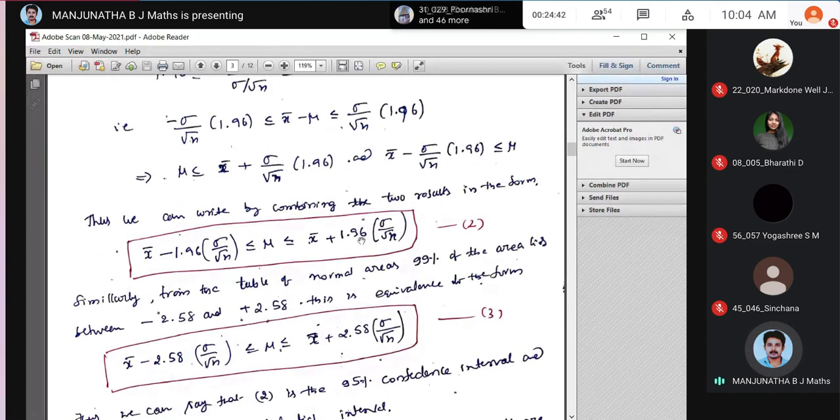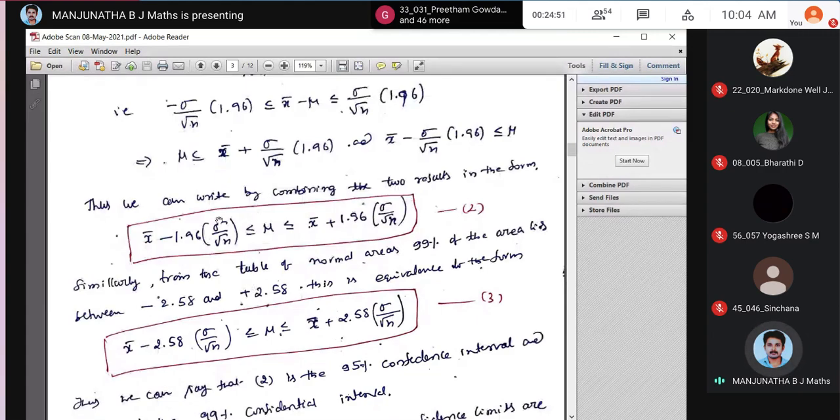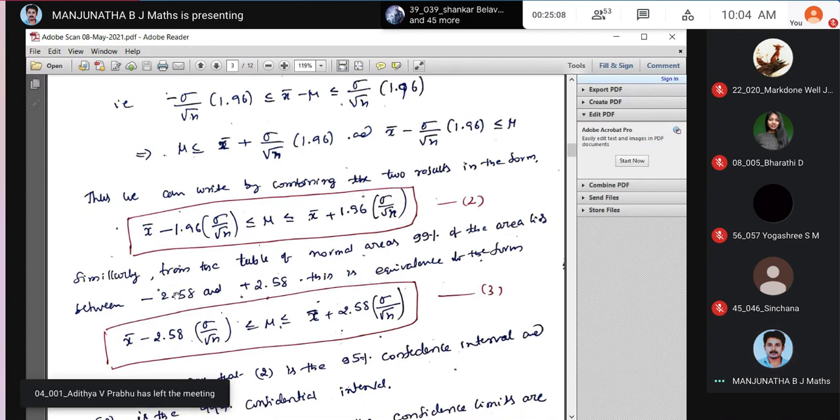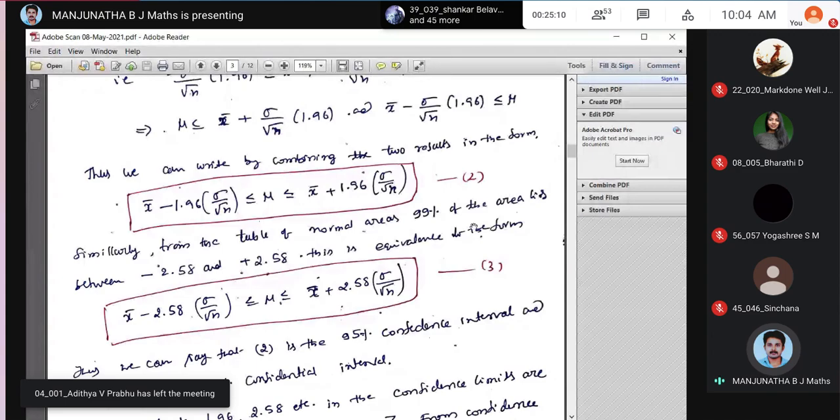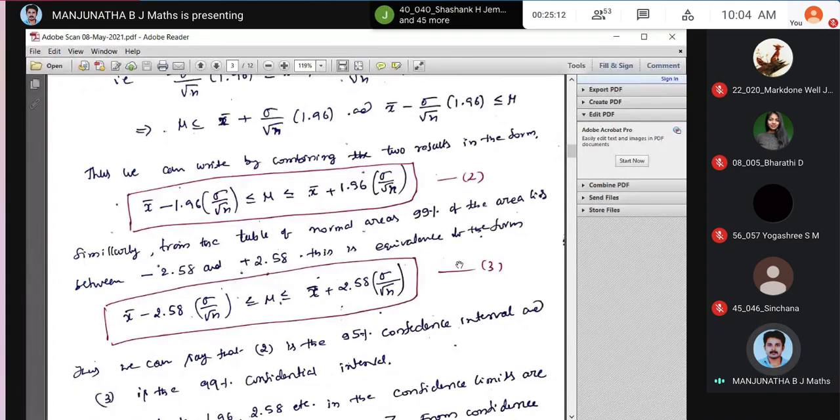Similarly, from the table of normal areas, 99% of the area lies between minus 2.58 and plus 2.58. This is equivalent to the same form, just replacing 1.96 with 2.58. So that is the 99% level, and this is the confidence interval. We call these ZC, the confidence coefficients. So note these two; I need these two formulas.